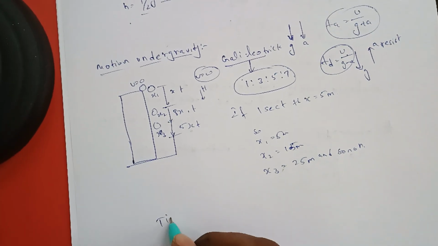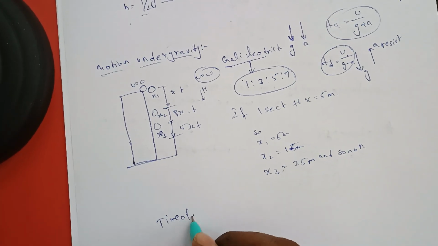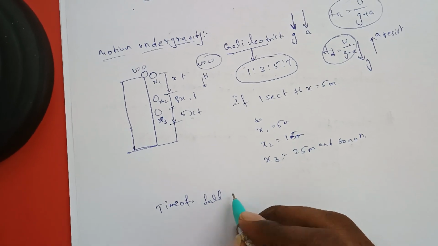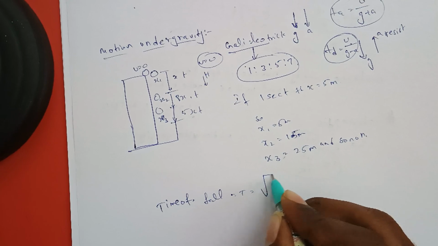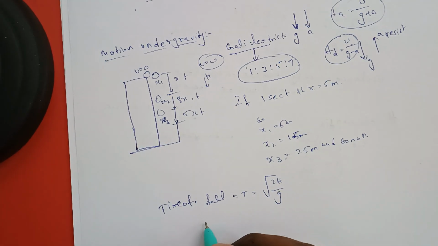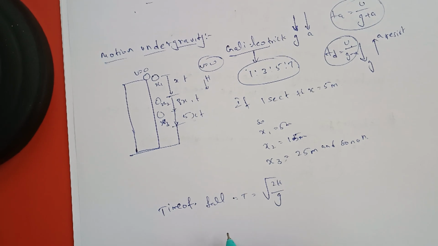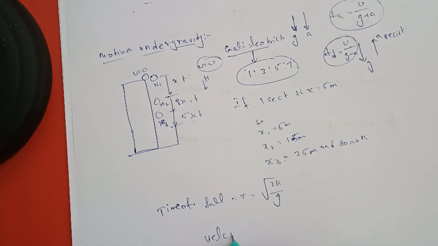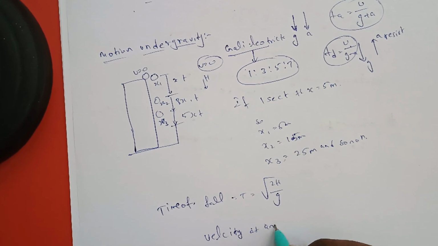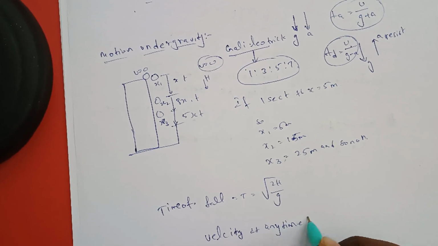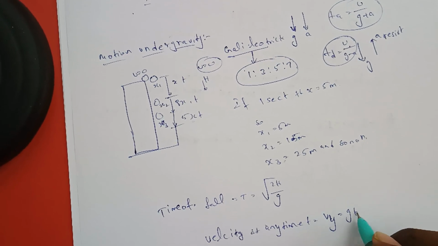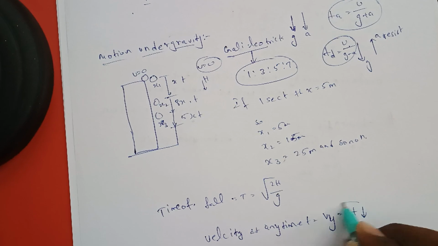Time of fall is t is equal to root of 2h by g. Velocity at any time t is vy is equal to g into t, which is downwards.